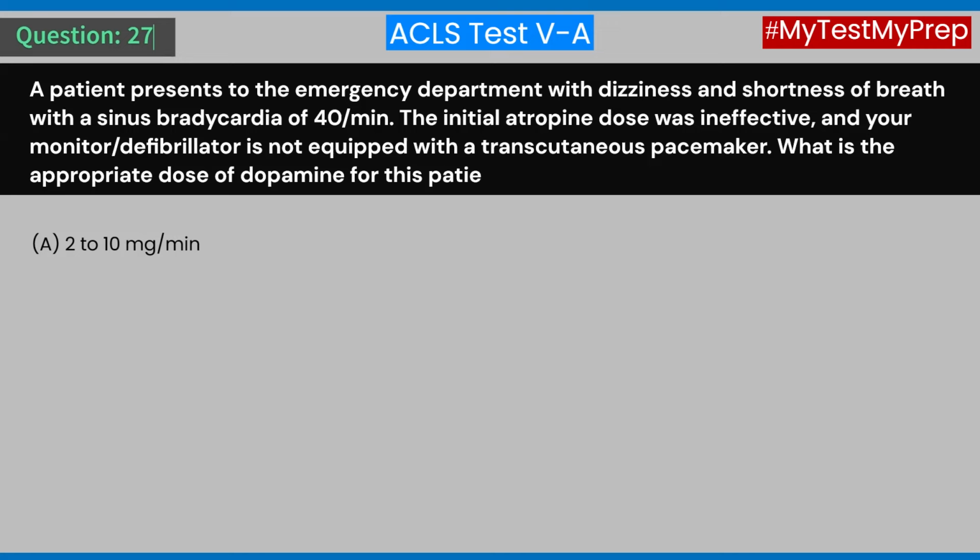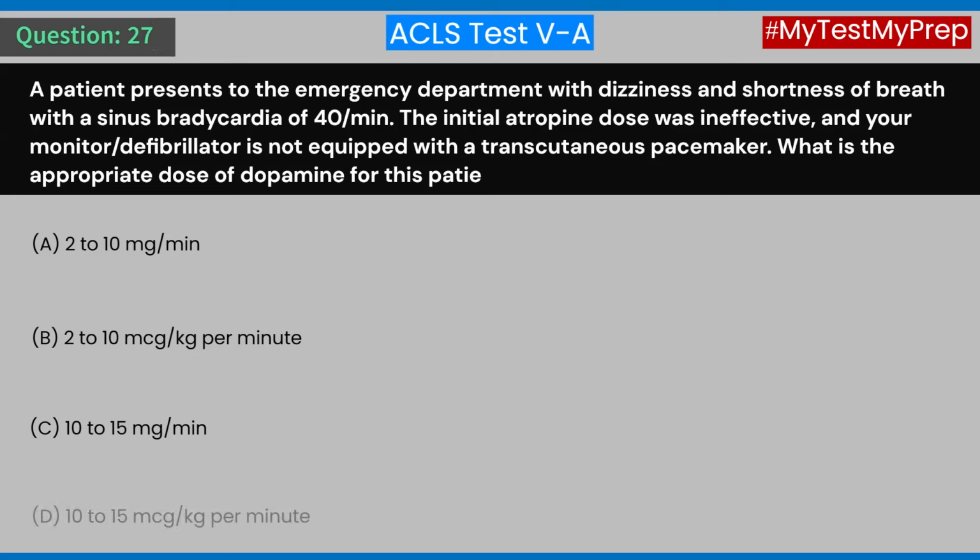A. 2 to 10 mg per minute. B. 2 to 10 micrograms per kilogram per minute. C. 10 to 15 mg per minute. D. 10 to 15 micrograms per kilogram per minute. Answer B. 2 to 10 micrograms per kilogram per minute.